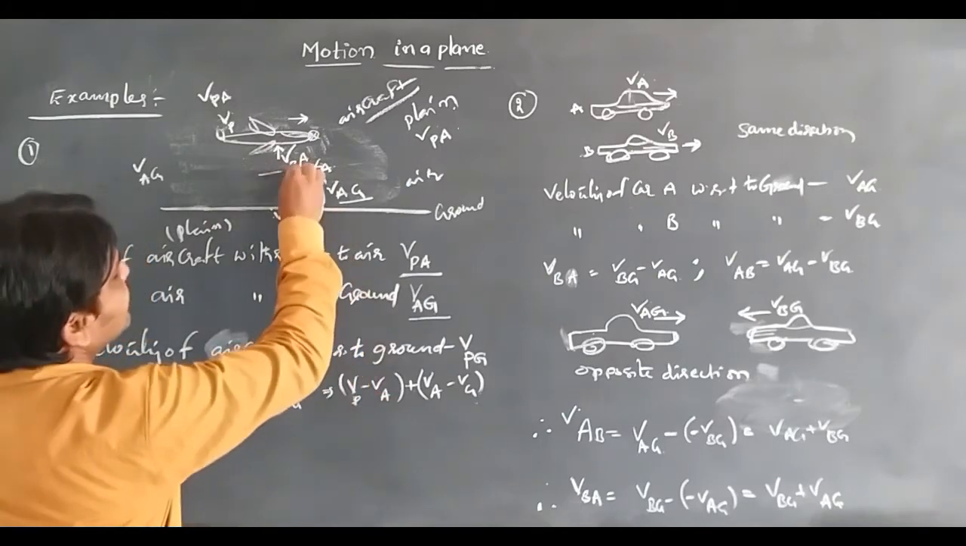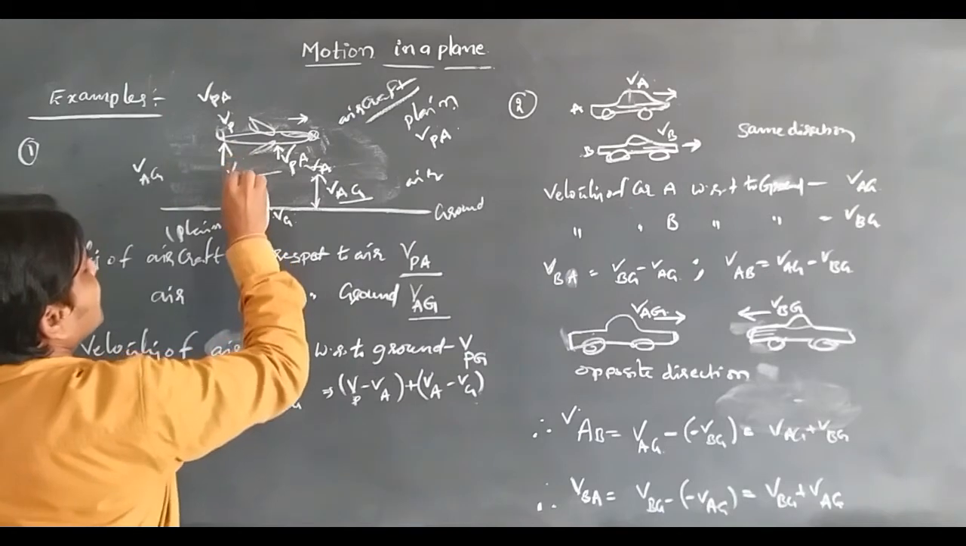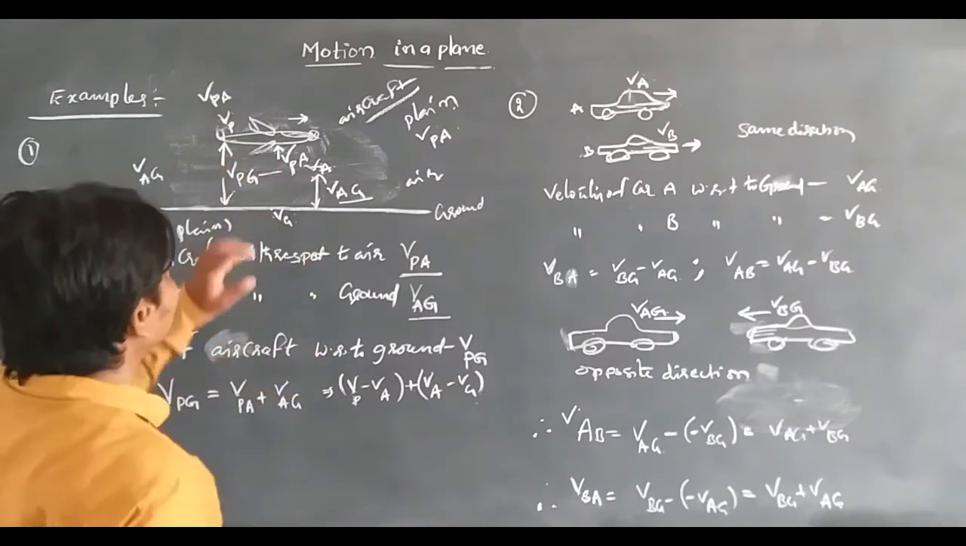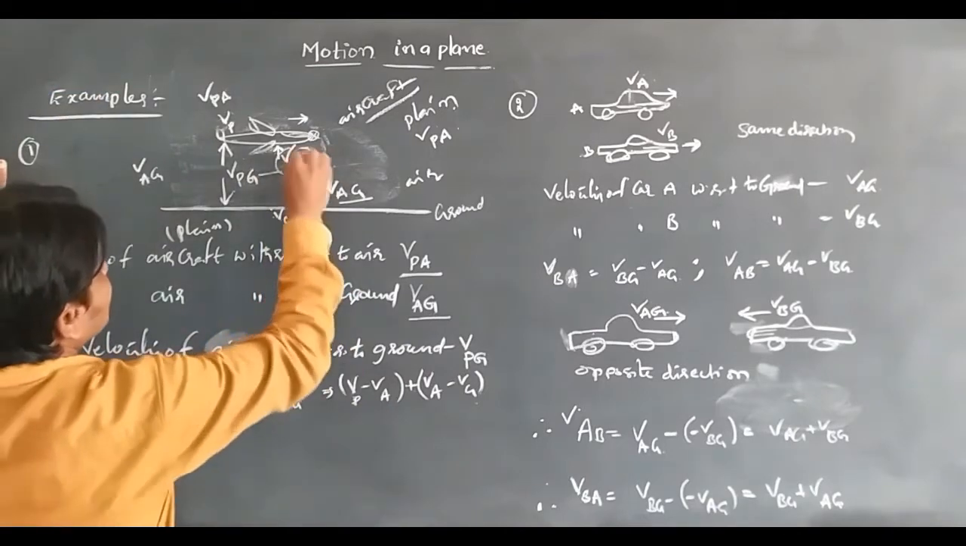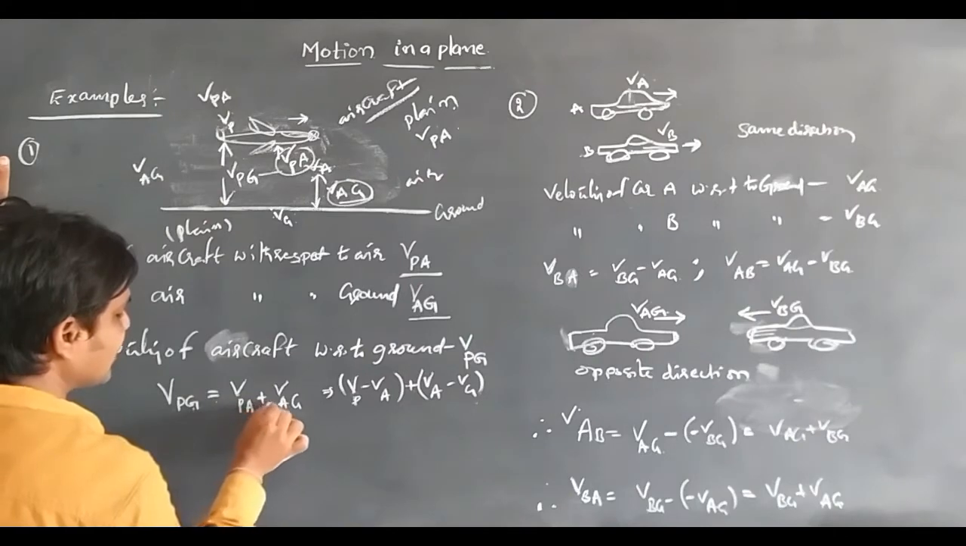So that's why Vpa and Vp. Finally we want to know the velocity of the plane with respect to the ground. Velocity of the plane with respect to the ground. So these two can be added up. So that's why here VPG is equal to VPA plus VAG.